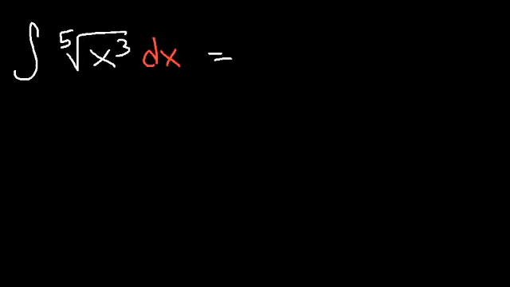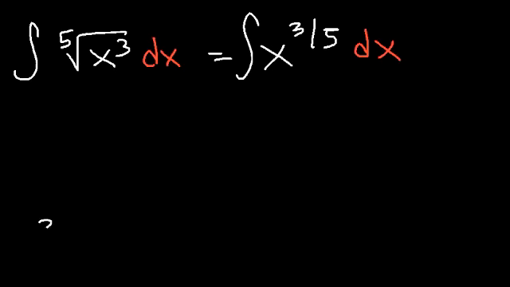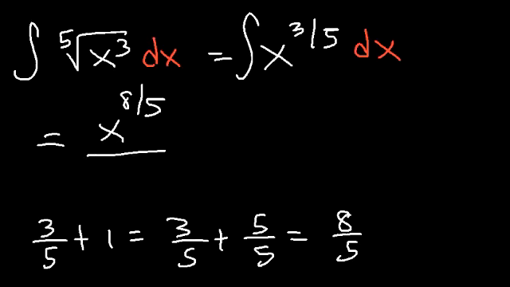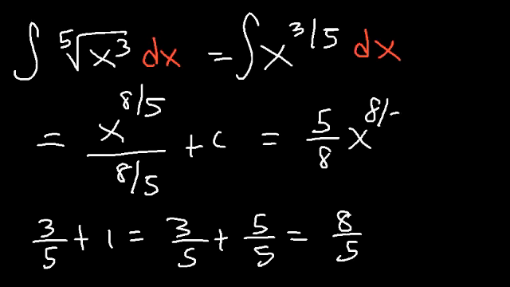So now that you know how to do that, try this one. Go ahead and find the 5th root of x cubed, dx. So let's begin by rewriting the function. So it's x raised to the 3 over 5. And now let's add 1. 3 over 5 plus 1 is the same as 3 over 5 plus 5 divided by 5, which is 8 over 5. So this is going to be x raised to the 8 over 5 divided by 8 over 5, or 5 over 8 times x to the 8 over 5 plus c.